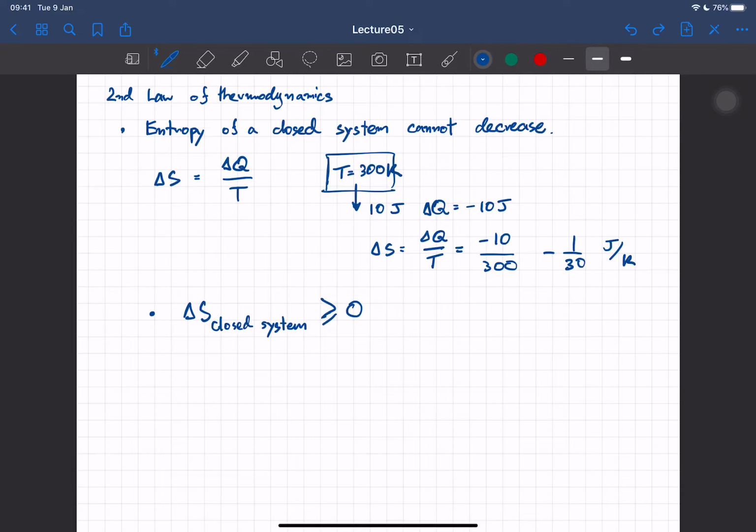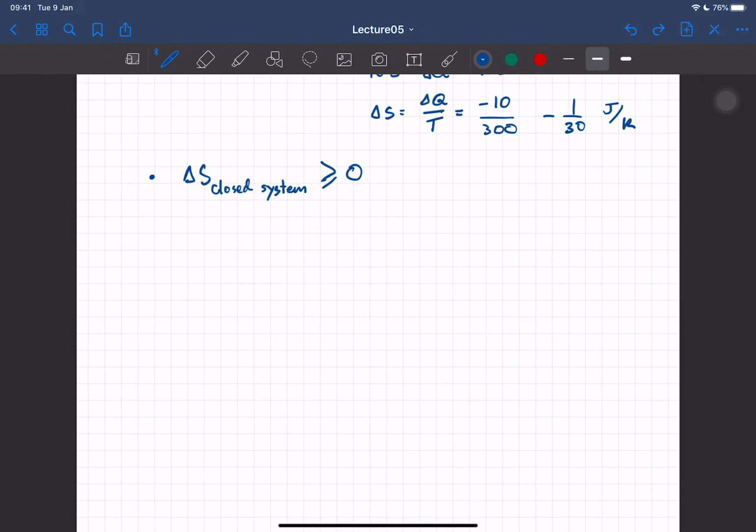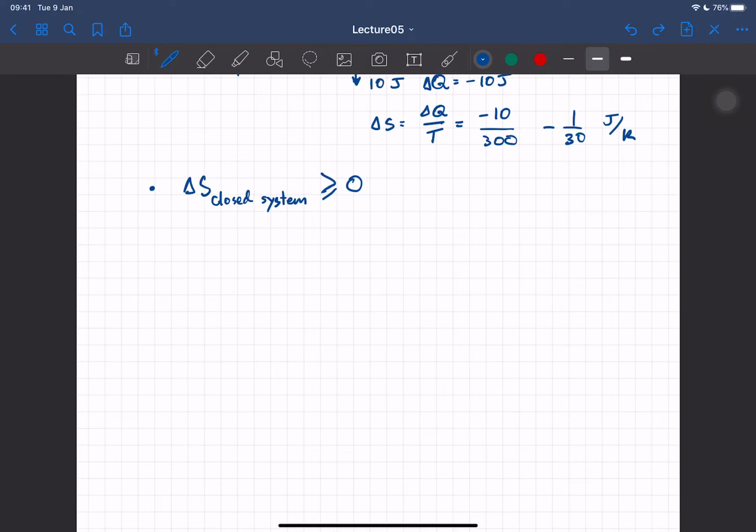Okay, so the second law says that the change in the entropy of a closed system must be greater than or equal to zero. So it just means that it cannot decrease. Okay, so let's talk about this in a little bit more detail. Let's just assume that we have two heat baths, for example, outside the room and inside the room.